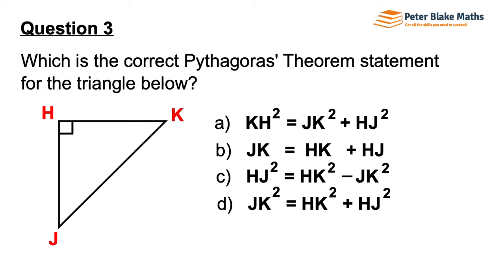Question 3. Which is the correct Pythagoras theorem statement for the triangle below? We have a triangle with H, K and J. Is it KH squared equals JK squared plus HJ squared? Is it JK equals HK plus HJ? HJ squared equals HK squared minus JK squared? Or JK squared equals HK squared plus HJ squared?